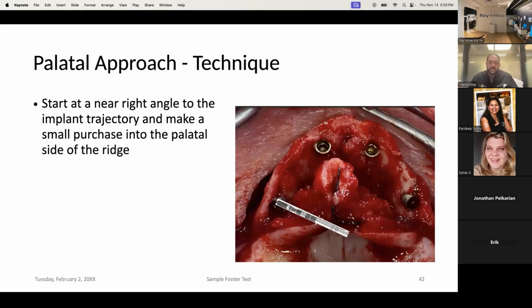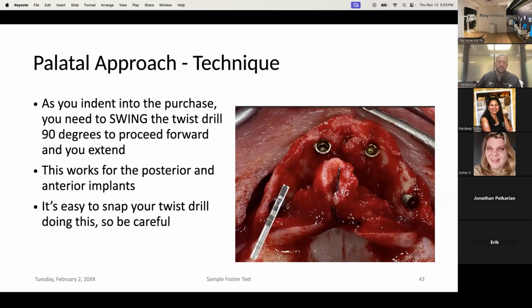So the technique for these is kind of fun because you get to do the palatal approach swing. What I do is I start my osteotomy almost at a 90-degree angle from the ridge. And then as soon as I have a small purchase point, I swing the drill 90 degrees and proceed at a different angulation. And so that swing twists the drill in the bone and starts your osteotomy completely palatal to the ridge. This works very well for both posterior and anterior positions.